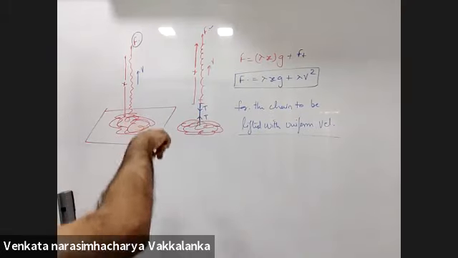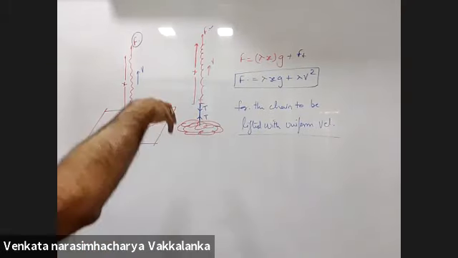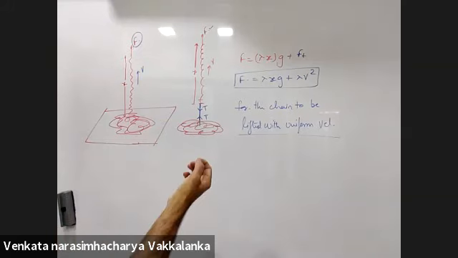Obviously, now there will be a reverse for this problem. We will keep the heap of the chain on the table. From underneath, it will start falling.